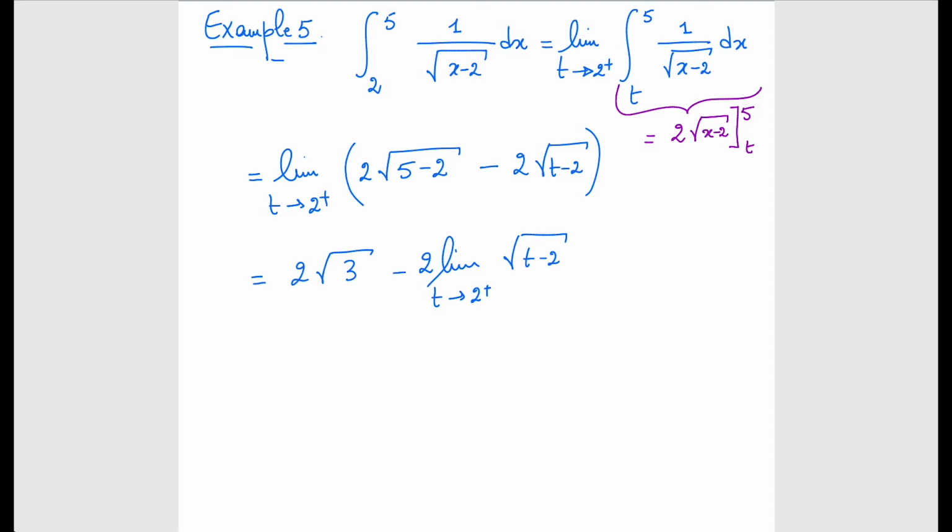And what's that limit? This is 0, right? As t goes to 2, t minus 2 goes to 0. Square root of 0 is 0. So this is equal to simply 2 square root of 3. Correct? So this area that I was discussing at the beginning of this example happened to be 2 square root of 3. Alright.